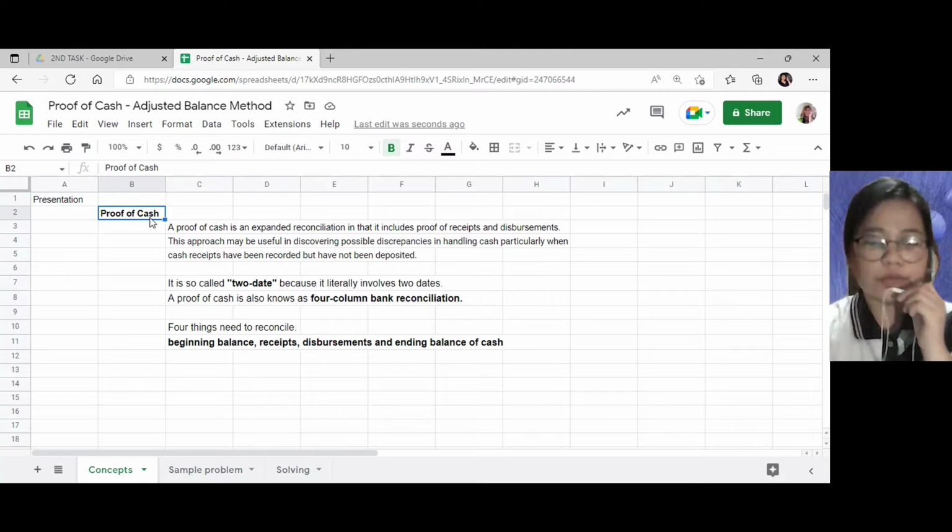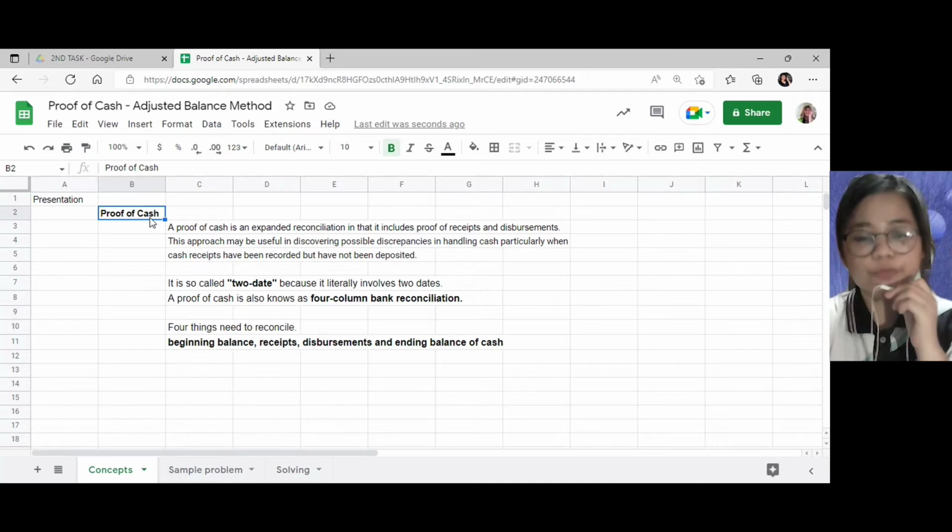So today we are now in the segment of proof of cash, and as instructed to us, we will perform the computation of proof of cash using the help of Microsoft Excel. But before that, we will review first the items, the concepts and nature of proof of cash for us to know how to input the following items in the cells of Microsoft Excel. So if you're ready, let's start.